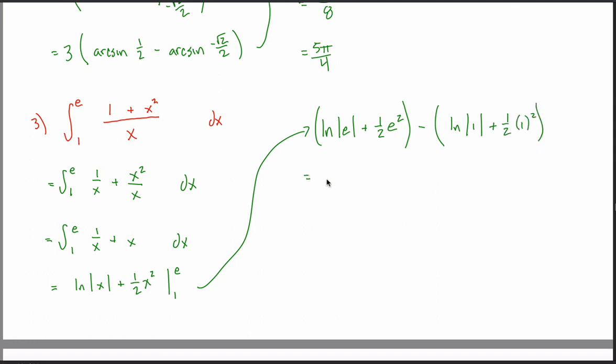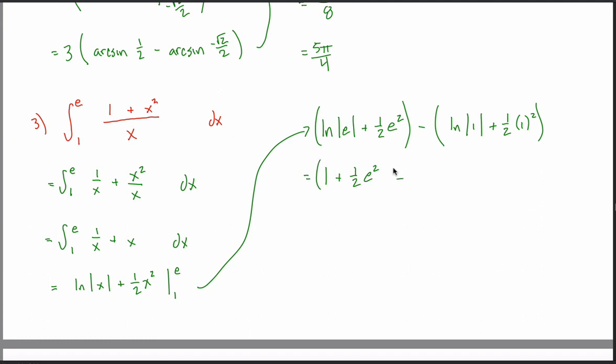Let's see how well these work to evaluate. The absolute value of e is just e. The natural log of e, you might remember that from Algebra 2 class, pre-calculus, whatever you call it. That's equal to 1. And that's because the natural log is just asking you to what power must you raise e to make it equal to whatever you wrote right here. So I'd have to raise e to the first power in order to make it equal to e. Anyways, 1/2 e squared, nothing much I can do with that. I'll just call it 1/2 e squared.